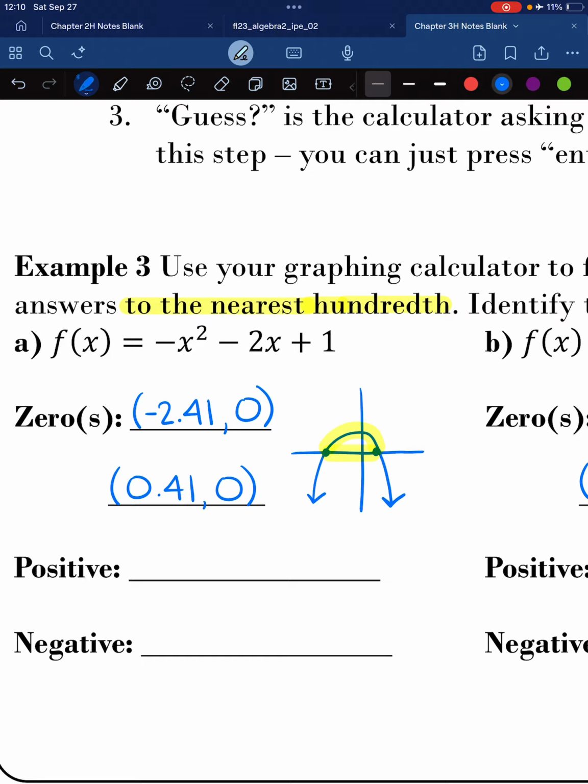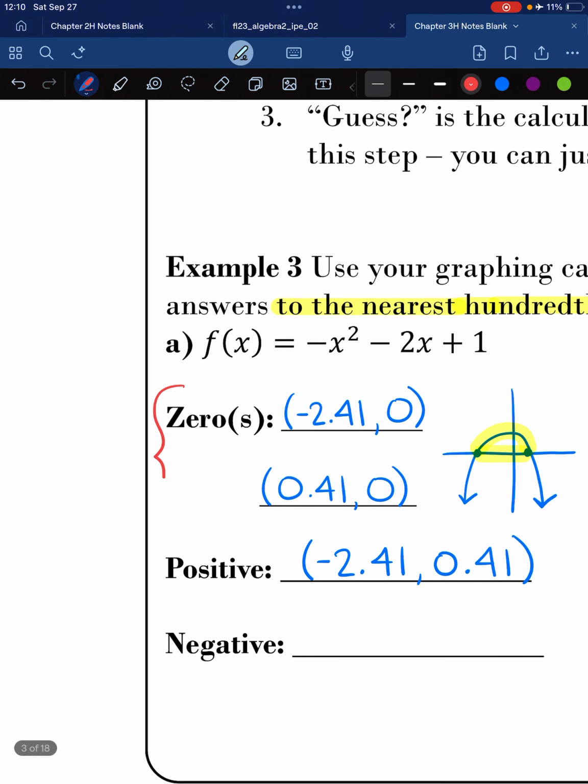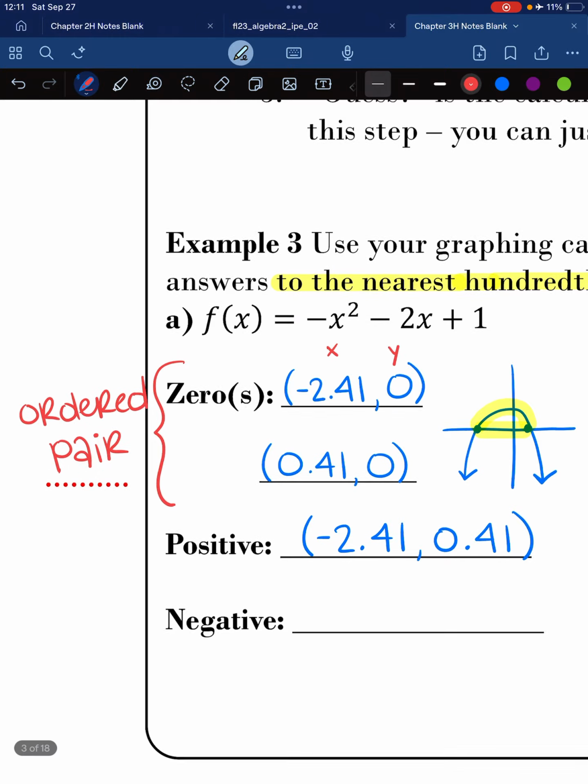Okay, so I know that between those two zeros is going to be -2.41 to 0.41. Okay, and I know that this can be confusing because these two answers here are an ordered pair. Right? This is an x value and a y value. It is the location of an x-intercept.